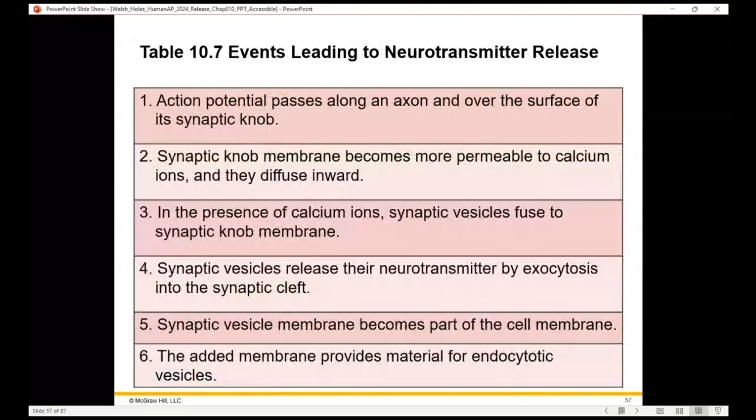So, the events leading to neurotransmitter release. An action potential passes along an axon and over the surface of its synaptic knob. The synaptic knob membrane becomes more permeable to calcium ions, and they diffuse inward. In the presence of calcium ions, synaptic vesicles fuse to the synaptic knob membrane. Synaptic vesicles release their neurotransmitter by exocytosis into the synaptic cleft. Synaptic vesicle membranes become part of the cell membrane, and the added membrane provides material for endocytotic vesicles.